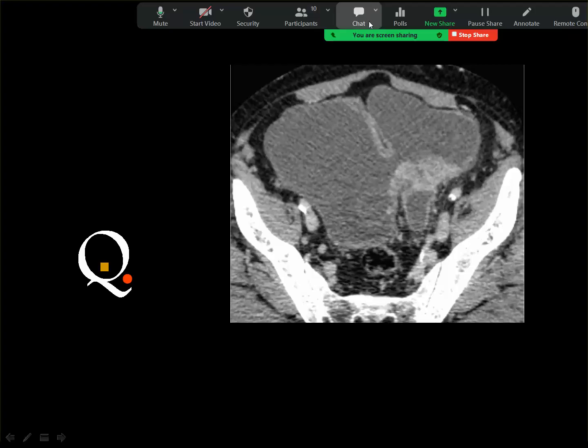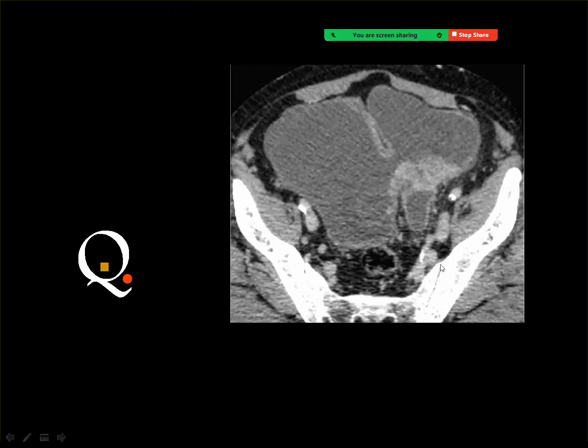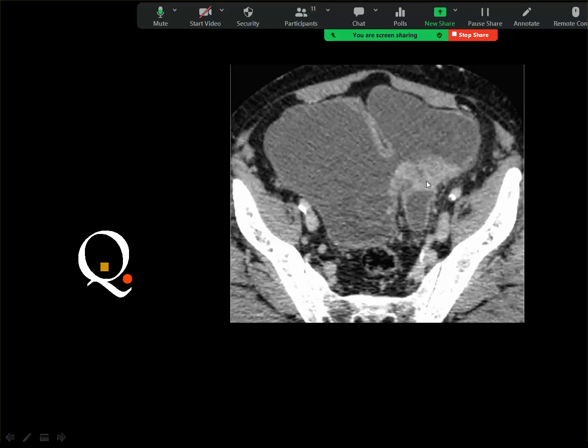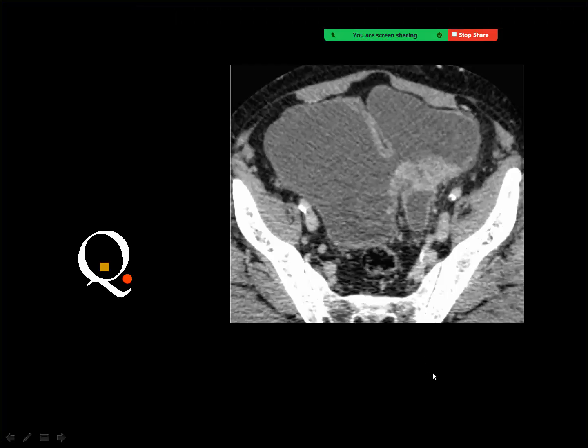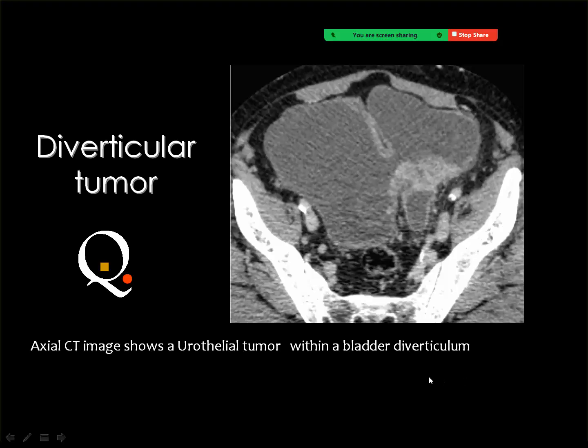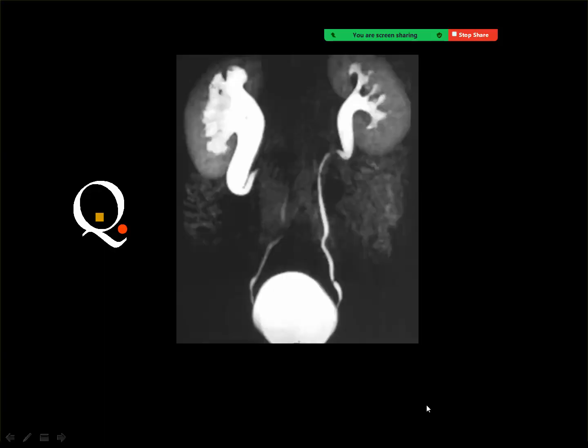Okay, I didn't receive any answer. Then what are you looking for? This is the urinary bladder, and this is the big vesical diverticulum that is connected to the bladder via a broad neck. And in the diverticulum, you can see an enhancing soft tissue mass, which is diagnostic of carcinoma, urothelial carcinoma, that has occurred in a urinary bladder diverticulum, which is a common finding in clinical practice.